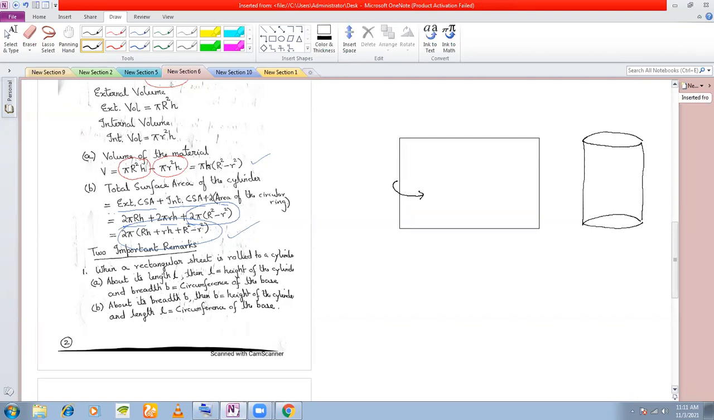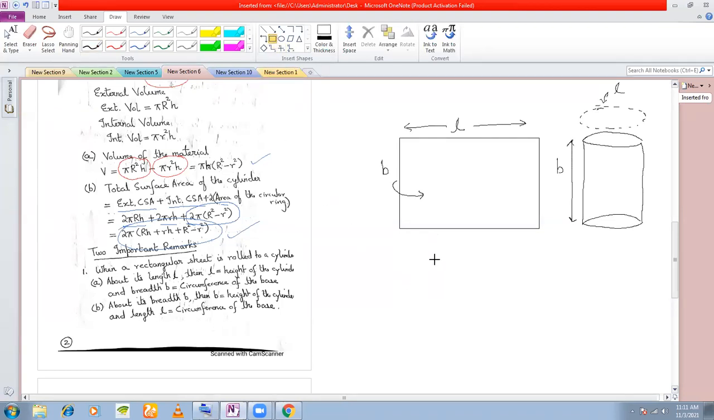if I roll this sheet to form a cylinder, then what will happen? If I say length and breadth of this rectangular sheet is L and B respectively, then if I am rolling along the breadth, that means the height of this cylinder will become the breadth, right? And what will happen to the length? The length will take up this entire space. That means the circumference of this circle will be L. So if I'm rolling along the breadth, the length will become the circumference of the base and the breadth will become the height, right?